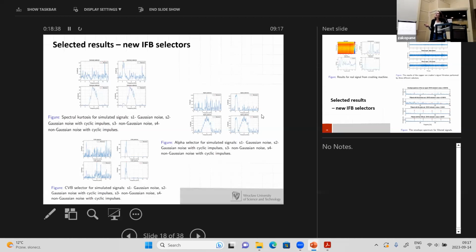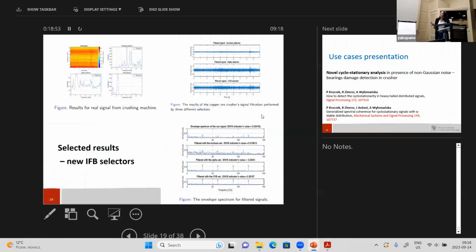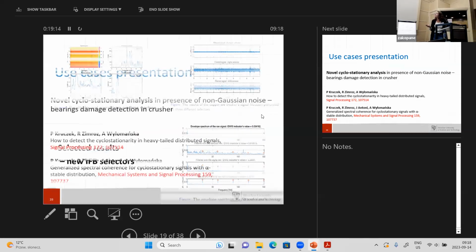And here you have the result for the conditional variance-based statistic, and here the result is clear. In the case when we have a local damage, the conditional variance statistic clearly indicates the informative frequency band that we assume. Okay, and here we have the real signal, the same from the crushing machine. So this is a spectrogram. Kurtosis completely fails. Alpha maybe indicates something, but the conditional variance statistic is of course very clear here, and gives us very clear information. This is the summary for the engineers. They also analyze the envelope spectrum here.